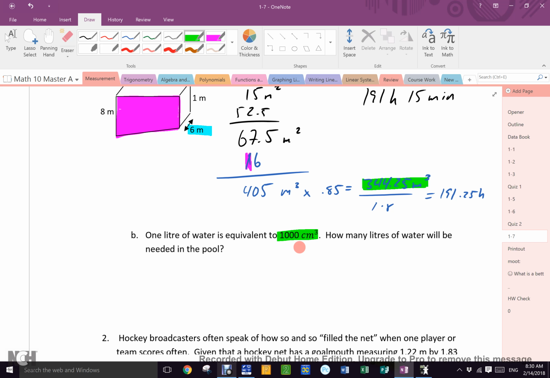How do I convert meters to centimeters cubed? I got to times 100. How many times? 3 times, because I got to convert all 3 dimensions. So, it's 344.25 times 100. How far does that decimal move for times 100? 2 spaces. So I get 34,425. That covers 1 dimension. Then I got to do it again to cover the 2nd dimension. How far does that decimal move?